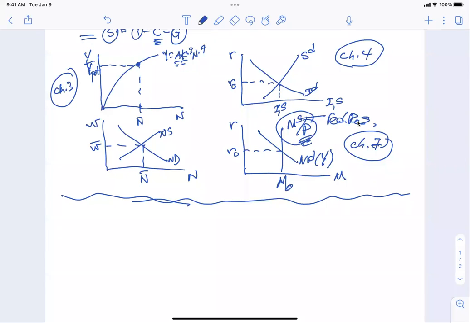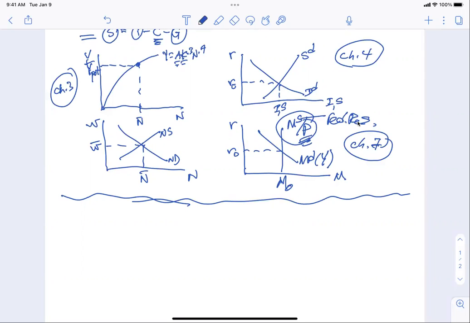So in the asset market, that means the money demand curve did shift to the left, but that only caused movement along the LM curve. Is that what you're saying? That's correct. Okay, that makes sense. Thank you. That's correct.